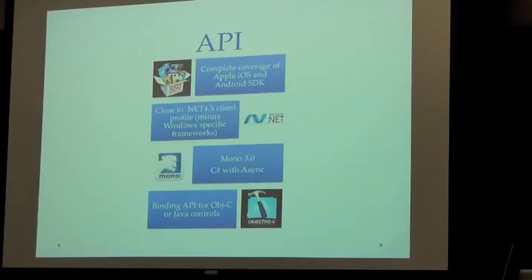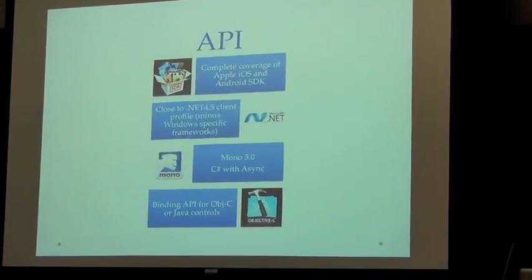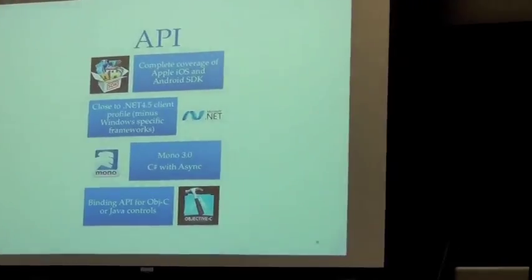From a profile perspective, I think we're close to the latest release. It's very close to the .NET 4.5 client profile, minus the Windows-specific frameworks. Windows-specific frameworks are things like Windows Forms, Enterprise Services, and WPF, which depend on native code in Windows and don't make sense to support here. Another thing not supported is, I think they have partial support for WCF. But besides that, when we have written our apps, we haven't seen any other issues.